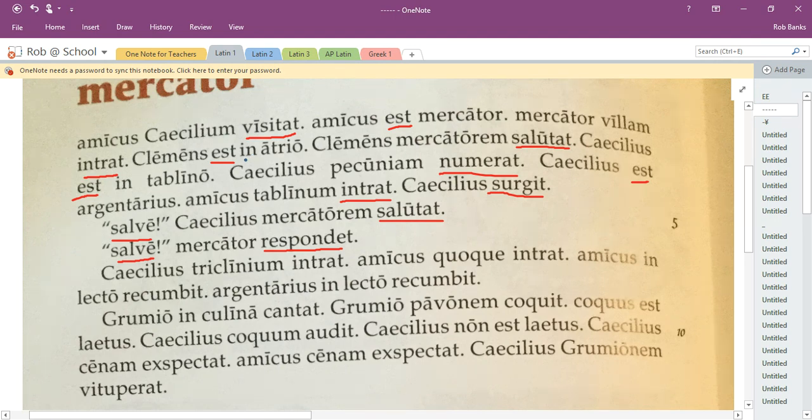So, in atrio, in the atrium. In tablino, in the study. Yeah, I think that's it, unless I missed one. Okay. All right, so the other nouns.